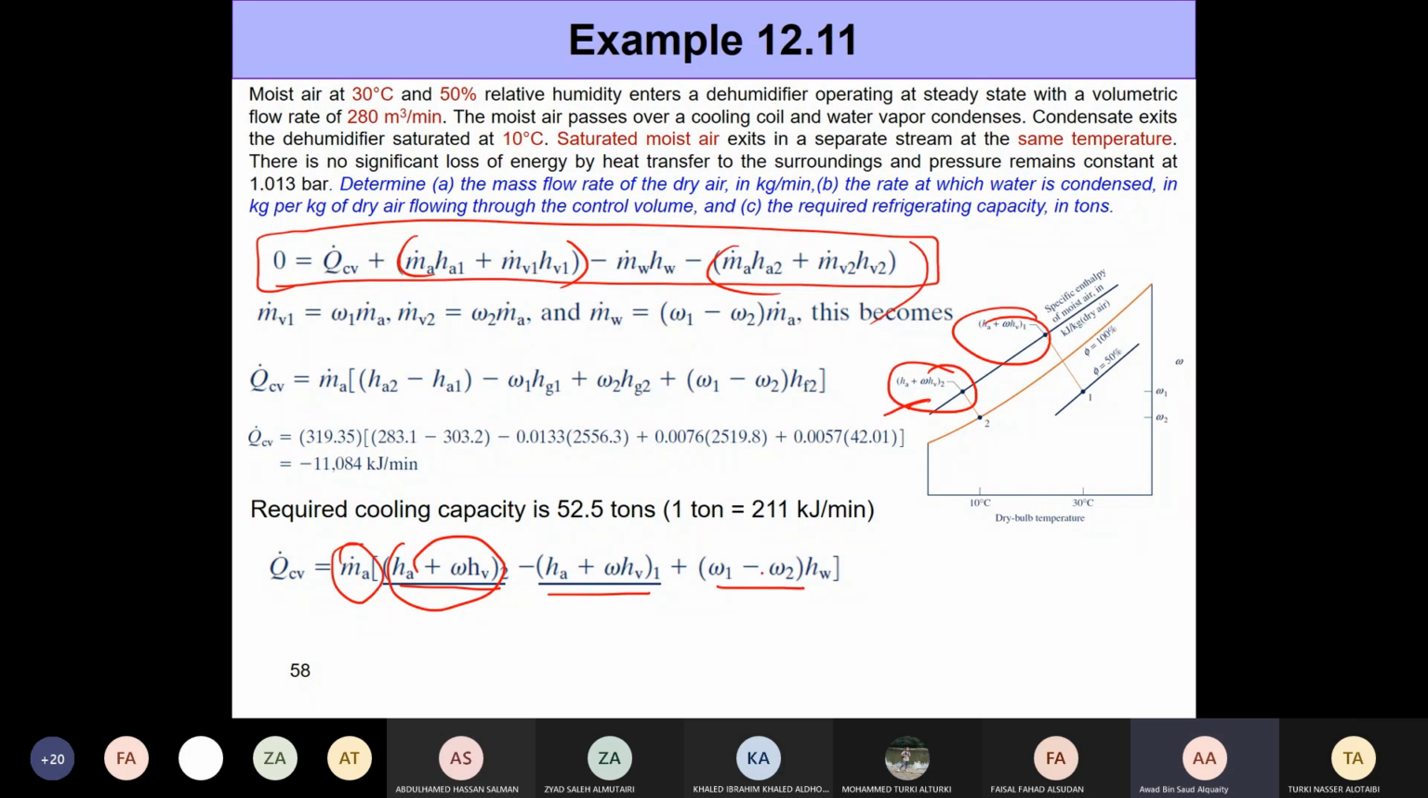And lastly, you just need to write omega 1 and omega 2 times HW. HW again is HF, which you get from table A2. So you just need to get one value from table A2. Everything else you can get from the chart: omega 1, omega 2, and the enthalpies for the mixture. Okay, you can do this yourself and check out the answer. The answer should come out to be almost similar to this, maybe 11,000 something.